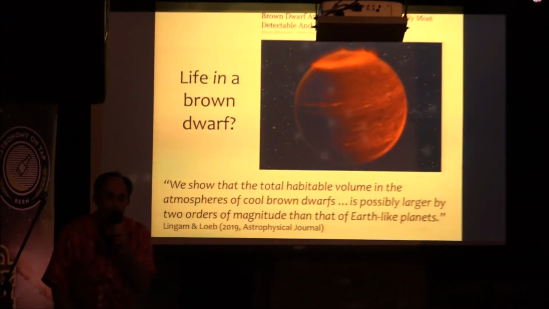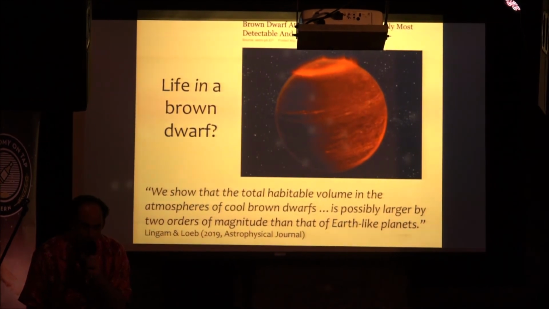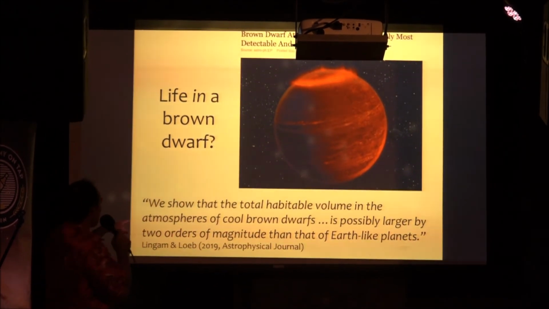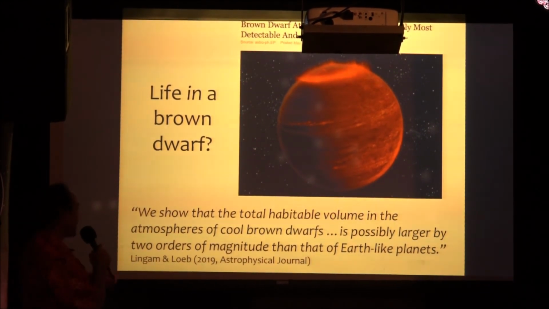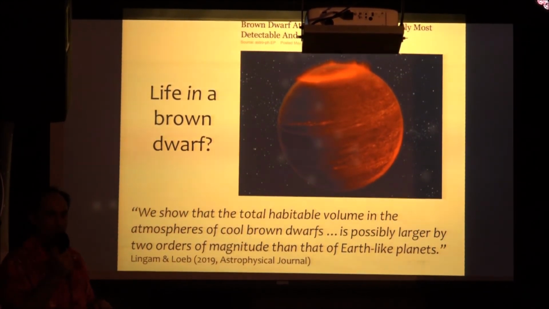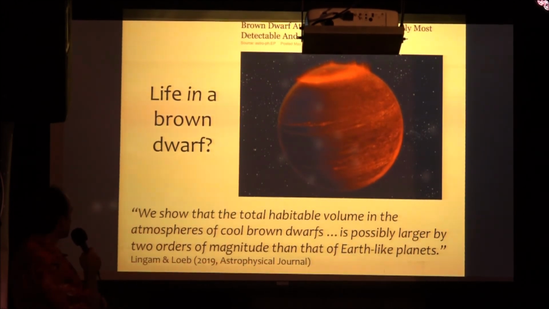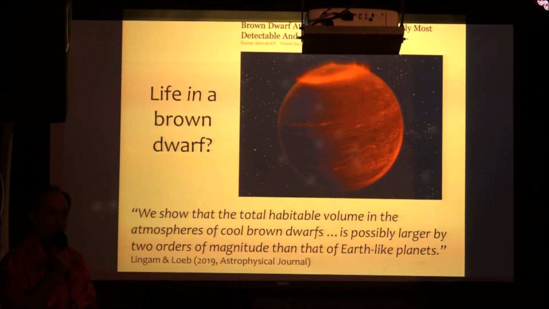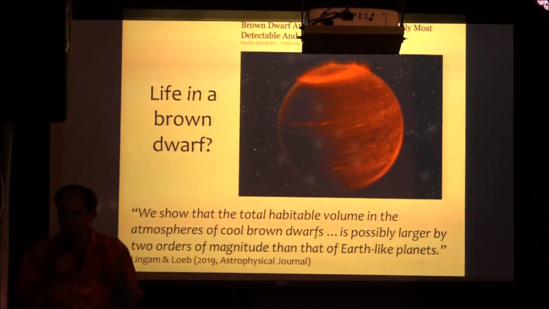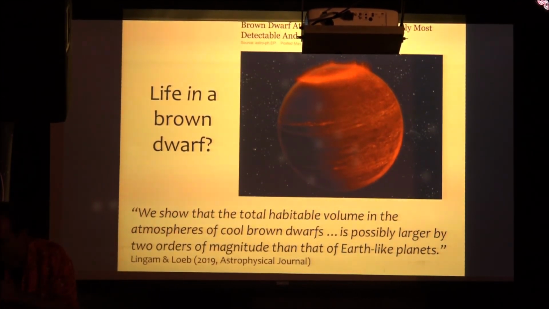Maybe there's life in brown dwarfs. Ooh, okay. So this is a paper that was published earlier this year, back in May, by Avi. Some of us know who this is. And the conclusion from the abstract is we show that the total habitable volume in the atmospheres of cool brown dwarfs is possibly larger by 2 orders of magnitude, 100 times, than that of Earth-like planets. Now we can debate the complete insanity of this paper. However, it's intriguing, right? Maybe there is a way you can form life in these things.